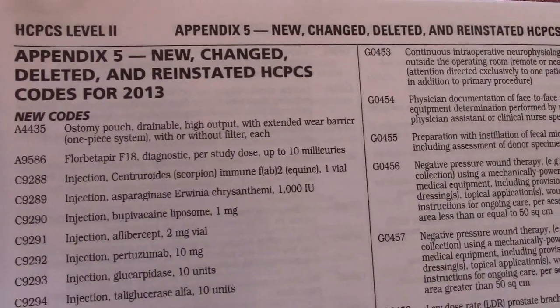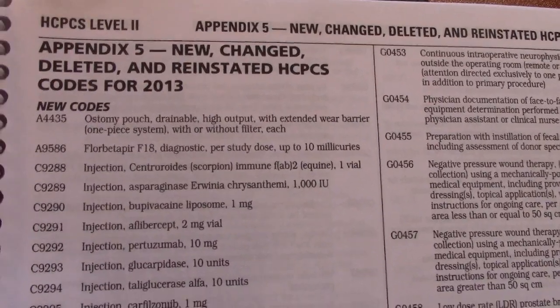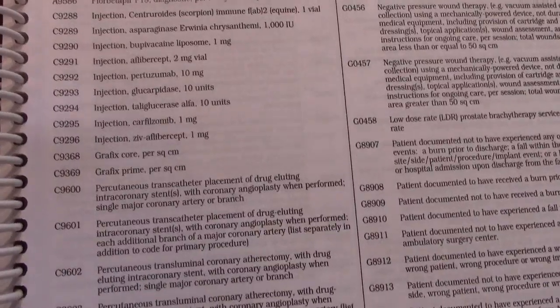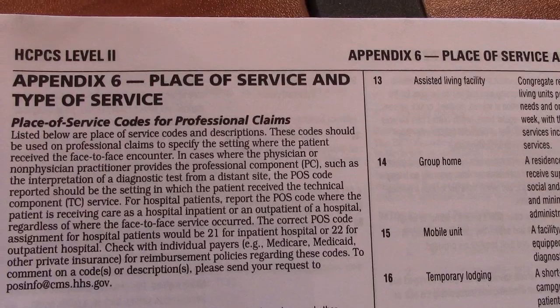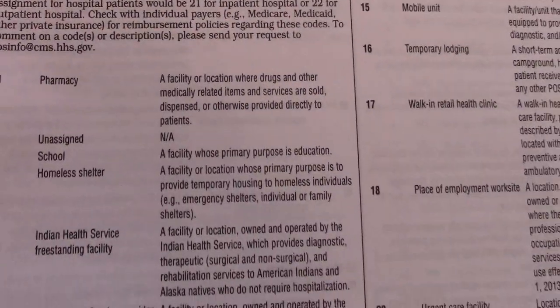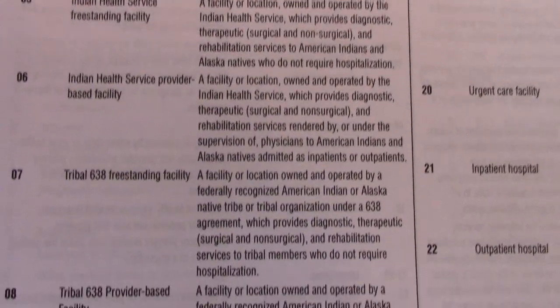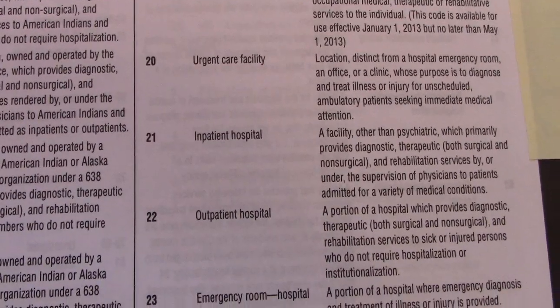Appendix 5, new, changed, deleted, and reinstated HCPCS codes for 2013. Again, this is an old book of mine. So this just tells me if I was looking up a code and couldn't find it, I can go back here and find out why I don't have that code. It might have been deleted. Appendix 6, place of service and type of service. Pharmacy. Urgent care facility. Inpatient hospital. Okay.